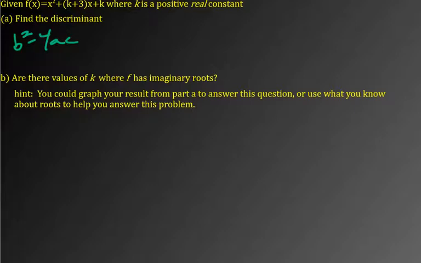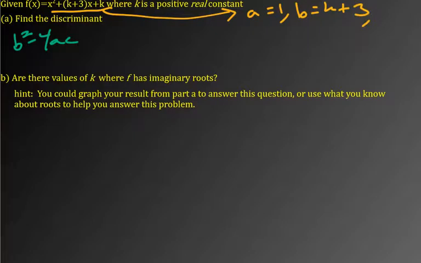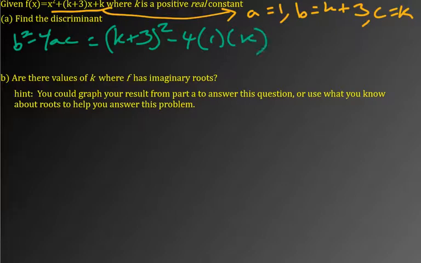And again, just identifying up here, right? We see that a is 1, like the last problem. B is k plus 3. It's just the thing in front of x. And then c is k, right? So if we just plug things in, we get k plus 3, all of that squared is b squared, right? Then minus 4 times a times c, which is k.